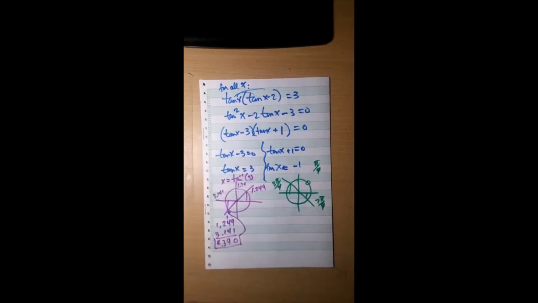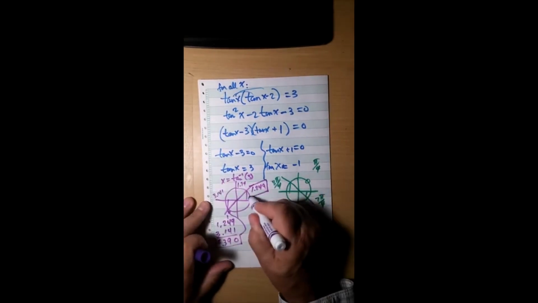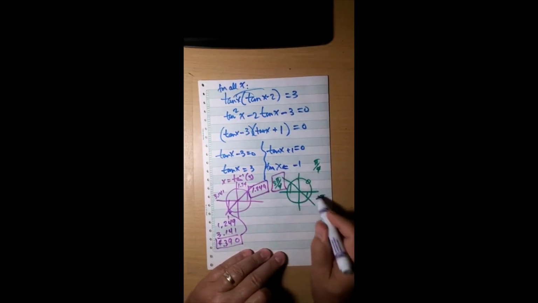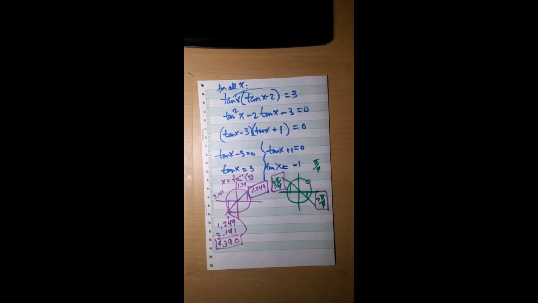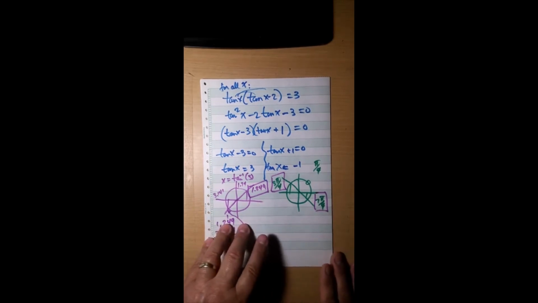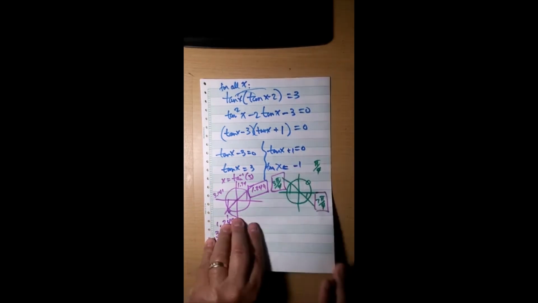So our four answers: 1.249, 4.390, 3 pi over 4, and 7 pi over 4. Two of them are exact, and two of them are just approximations, because the pi is in the 1.249 and the other. So that's what you need for section 6.2 and solving problems like that. We're going to go on to 6.3 also.